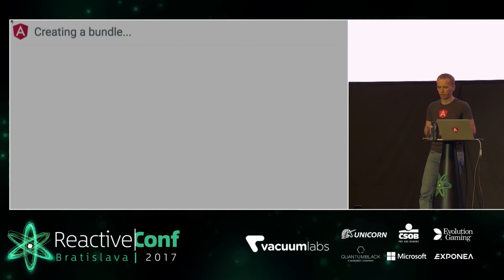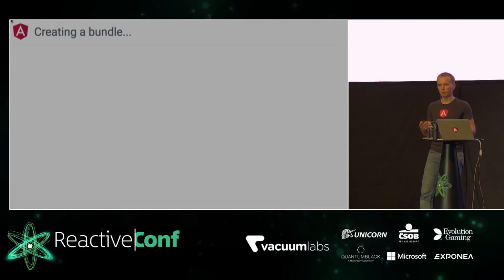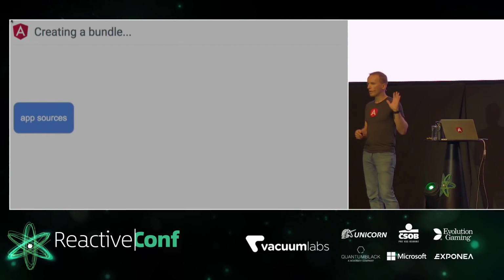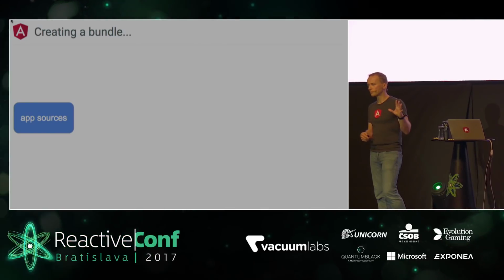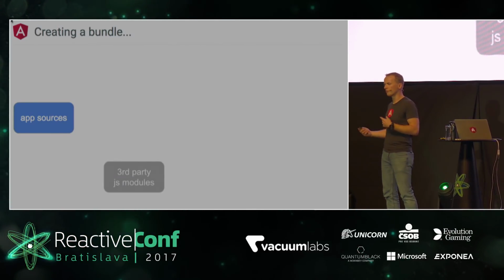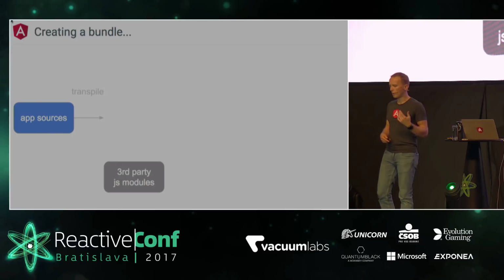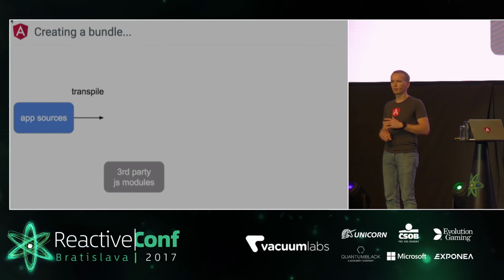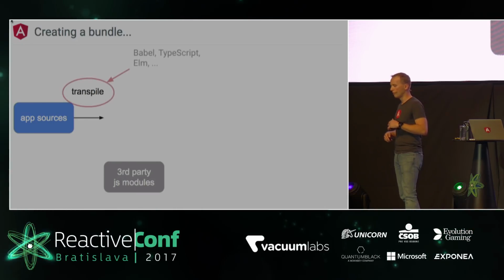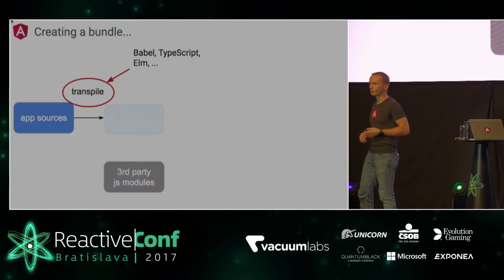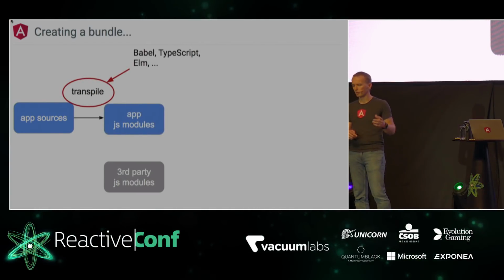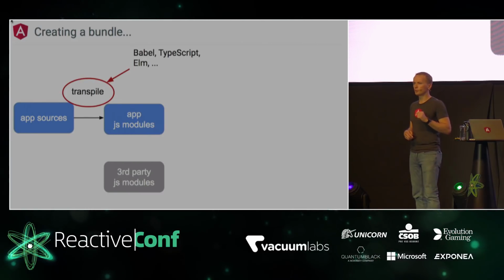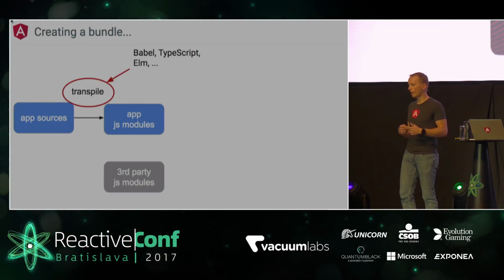But let's start by going through the process of creating a bundle. What does it take to build a bundle? So first, we have our application source code. The application source code often references some third-party libraries. If the application source code is not written in JavaScript that is runnable in the browser today, we need to transpile it. For that, we use things like Babel, TypeScript, Elm compiler, anything similar to that. This will produce application JavaScript modules, which then run in the browser.